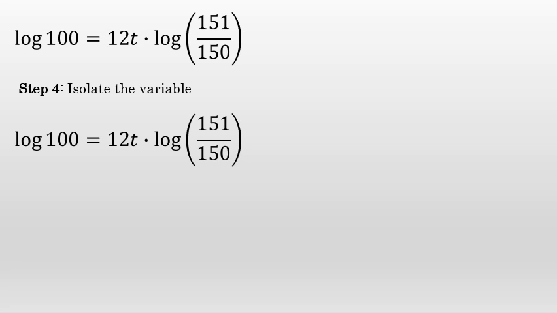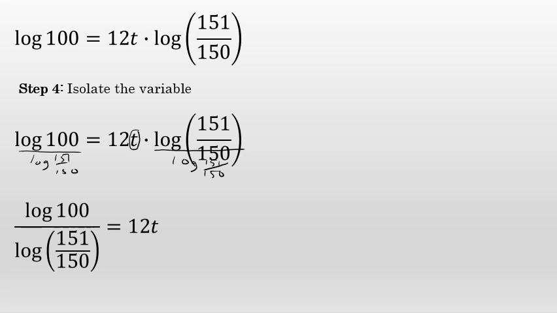What I'll do here, I want to isolate the t, so first, I'll divide both sides by the big logarithm, 151 over 150. I'll divide both sides of the equation by the log of 151 over 150. And that isolates the 12t. It's equal to a fairly complicated expression, but again, we're going to use a calculator, so this actually isn't too difficult to evaluate on a calculator. 12t equals the log of 100 over the log of 151 over 150. I haven't quite isolated the variable yet.